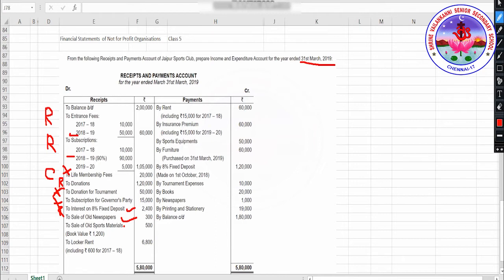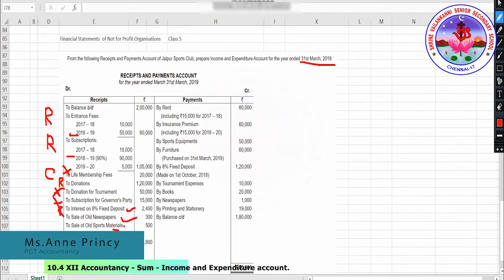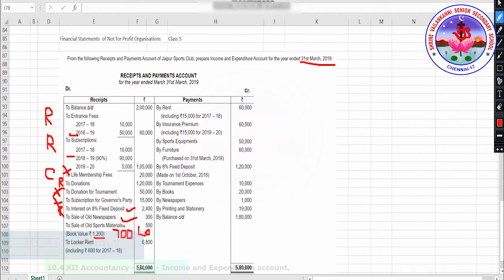Sale of old sports material. Now, there is a loss. See, the book value is 1200, but you have sold for 500, which means the loss on sale is 700. So I'm just going to mention the loss here, which is 700. This is a loss, right? So this loss will be accounted on the expenditure side.